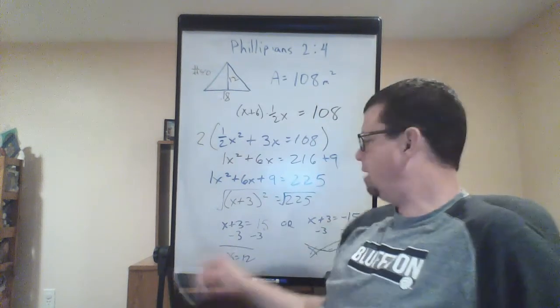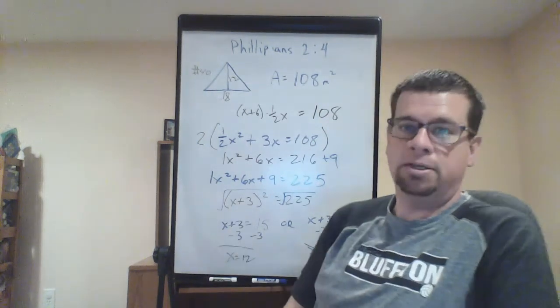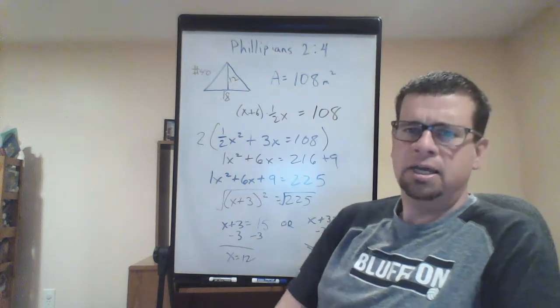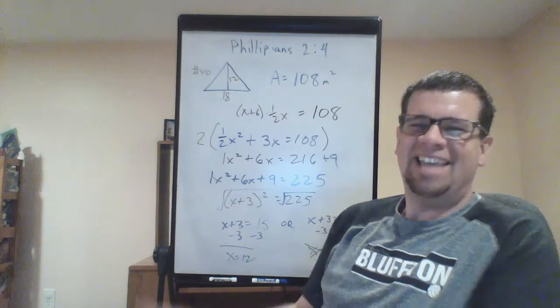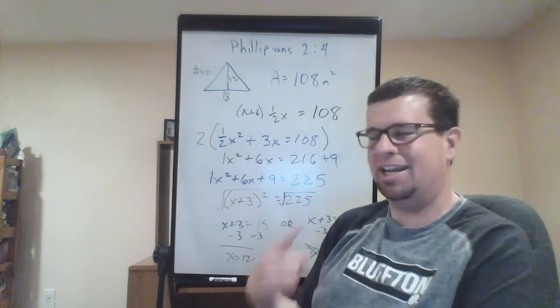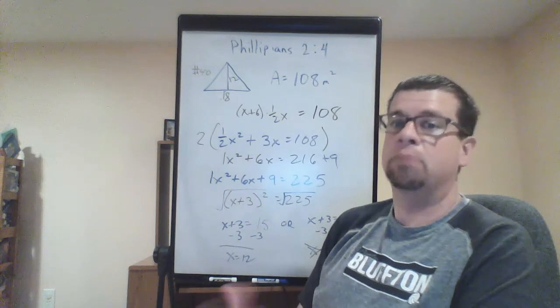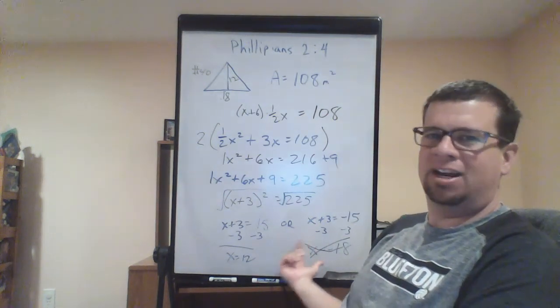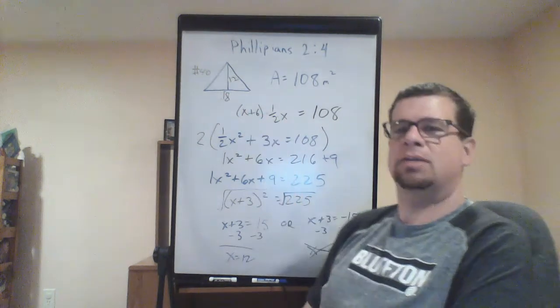So again, this was number 40 on 10.5. Understanding a couple of things here: you had to understand how to find the area of a triangle. And then this idea of the coefficient of x squared having to be 1. It has to be 1 in order for completing the square to work. And then being able to recognize, hey, wait a minute, we've got a negative solution. That doesn't make sense in this situation.